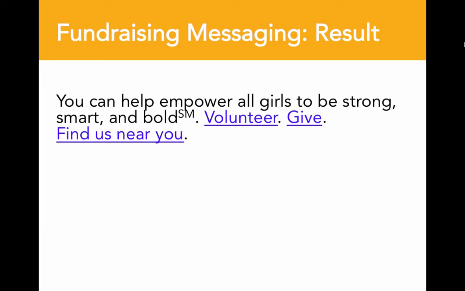And so in this case, they focused on 3 areas. One was volunteer, one was give, and one was find us near you. So if you needed help, find us near you. Or if you wanted to help someone else, volunteer. Or if you wanted to help financially, give. And so it's immediately taking that very powerful messaging statement that you just crafted, and then moving your constituents through and saying, here's exactly how you can participate and be a part of this movement.